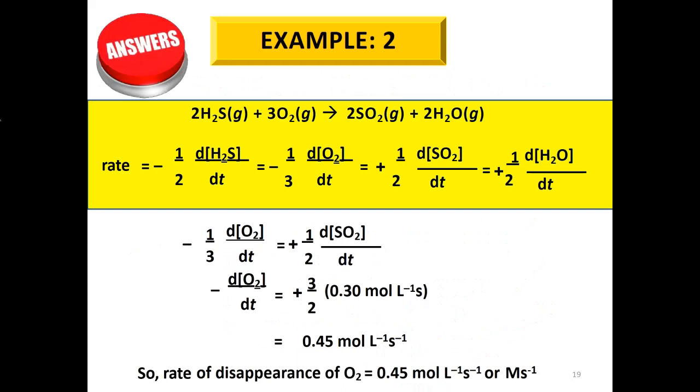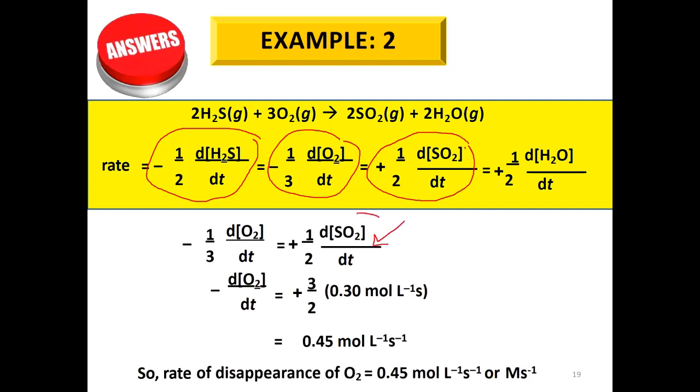Okay, and then you have to find this one. This one basically is equal to the one just now. So you get negative 1/3 of this one, then you can substitute 0.3. Then you will get this. So for the oxygen, the rate of depletion for oxygen is 0.45.